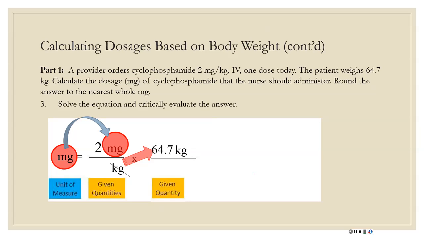We would multiply that out in our calculator. We can cancel out that kilogram label, and we get 129.4. Again, on our question rounding instructions, they say to round to the nearest whole milligram. So we look at this first place after the decimal, and since this is 4 or below, we remain with the answer where it is. So we are going to administer 129 milligrams.